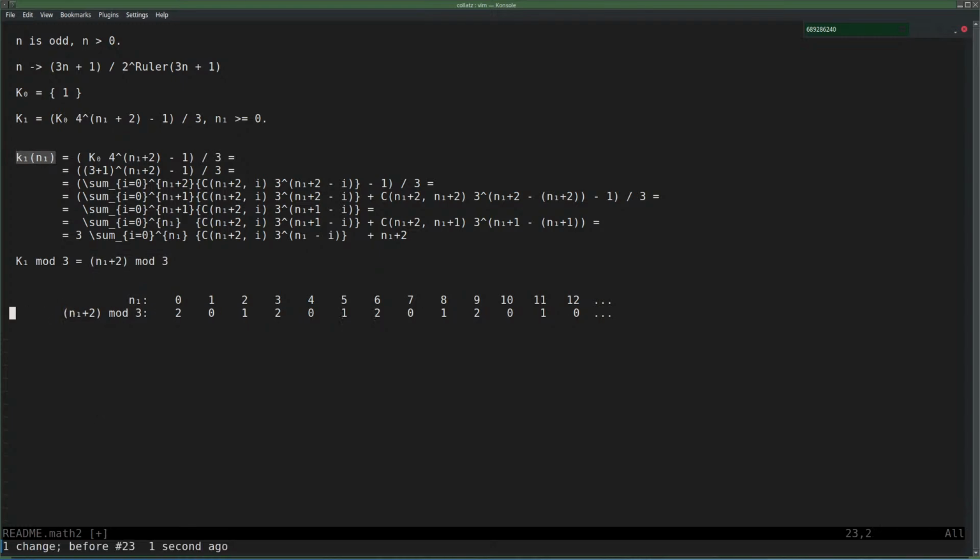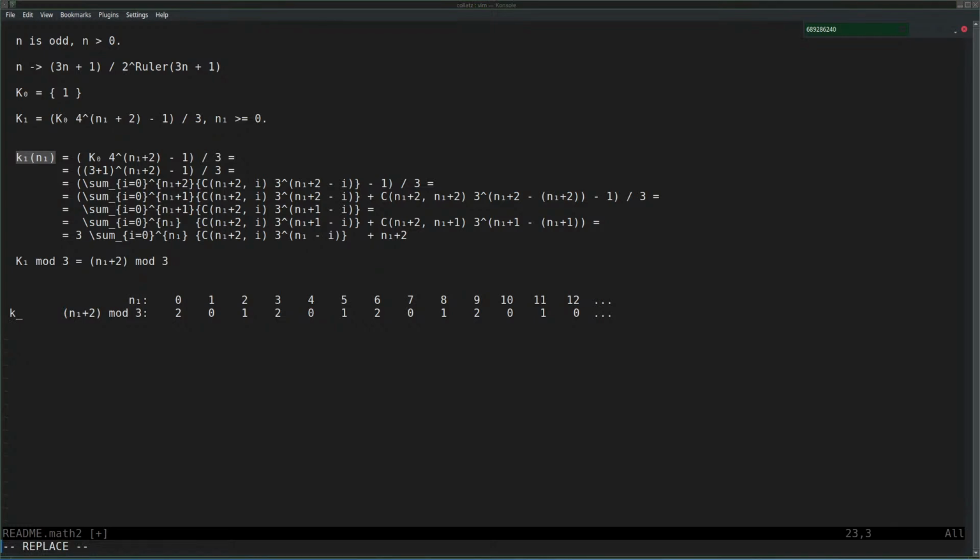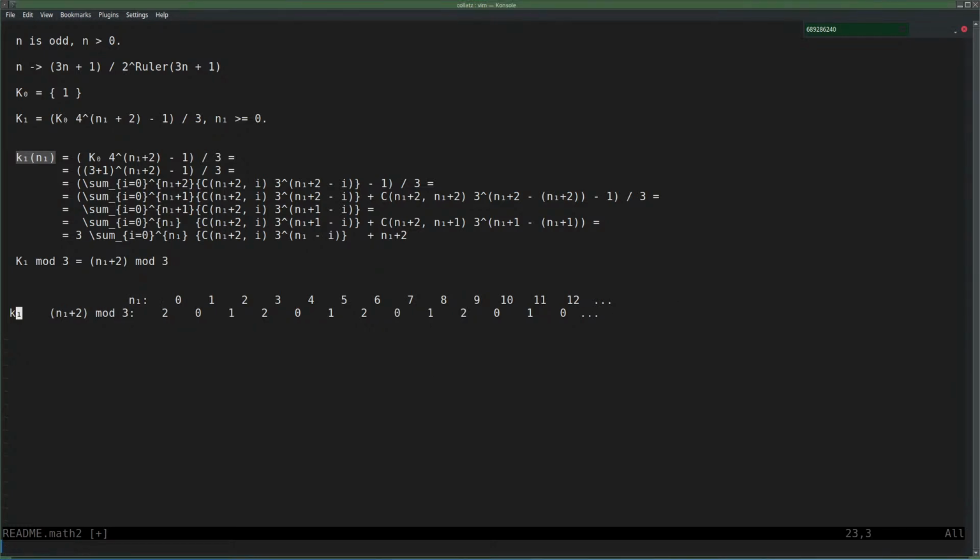Why that does not work, I don't know. I have to do it by hand for some reason. Cannot paste, replace. K1 is a function of n1. Paste works.